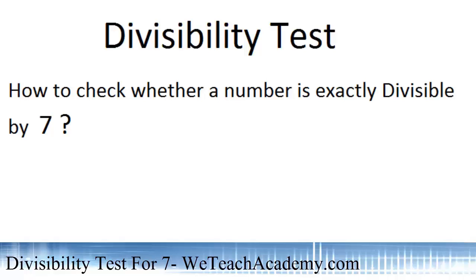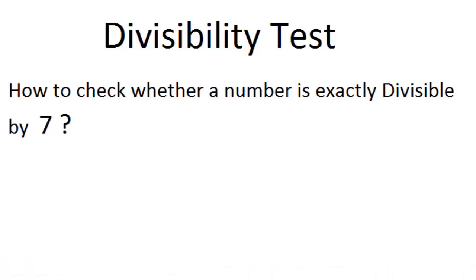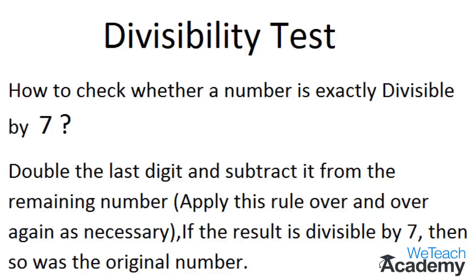Today in this presentation, we are going to discuss the divisibility test on the number 7. That is, how to check whether a number is exactly divisible by 7. So, to check whether a number is exactly divisible by 7, double the last digit and subtract it from the remaining number. Apply this rule over and over again as necessary. If the result is divisible by 7, then so was the original number.